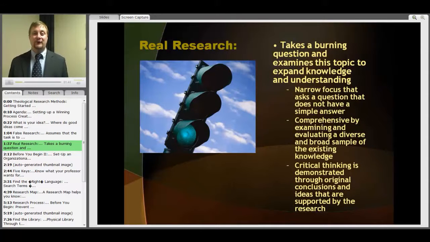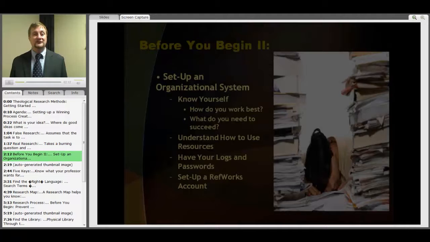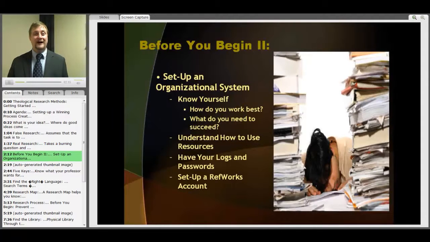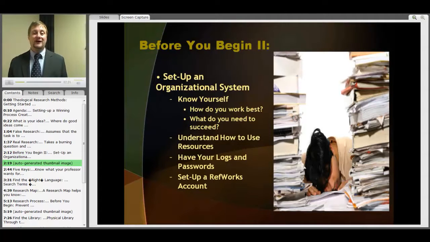Real research takes a burning question and examines this topic to expand knowledge and understanding. It has a narrow focus that asks a question that does not have a simple answer. If your question can be answered by yes or no, it's not a good question. It is comprehensive by examining and evaluating a diverse and broad sample of existing knowledge. And it demonstrates critical thinking through original conclusions and ideas that are supported by the research. So do real research.